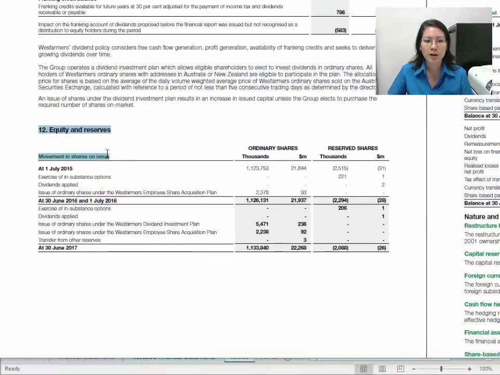Look at that, note 12 actually tells me all the info I need. Ordinary shares in thousands. This is what I want in dollars. Not in dollars. I know the dollar value because that's what the balance sheet lists. I want the actual number, not the dollar value. I want to know how many are there on issue.